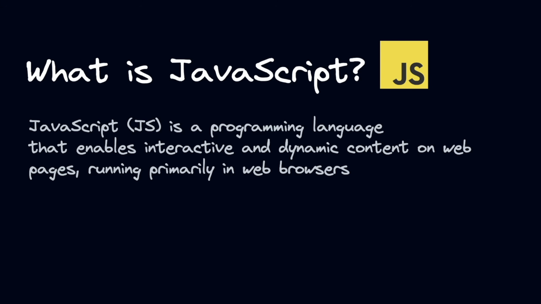Okay, so now that we know what TypeScript is, we know that it's like types for JavaScript, but what is JavaScript, right? JavaScript is a programming language that enables interactive and dynamic content on web pages, running primarily in web browsers, but JavaScript nowadays is used widely in a lot of applications. It's used on web applications. Also, it's used on mobile applications like iOS and Android. And it's also used on the server using Node.js. You may have heard of Express.js, Nest.js, and a lot of frameworks that use JavaScript as backend.